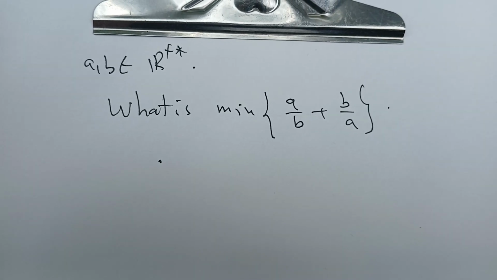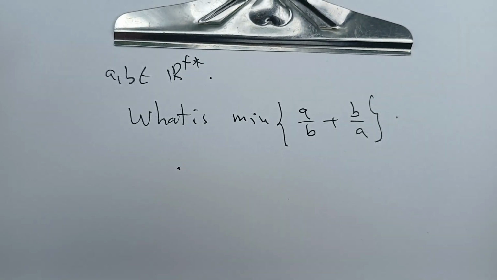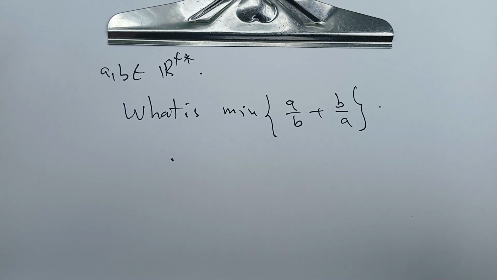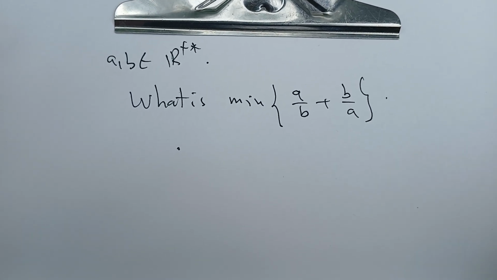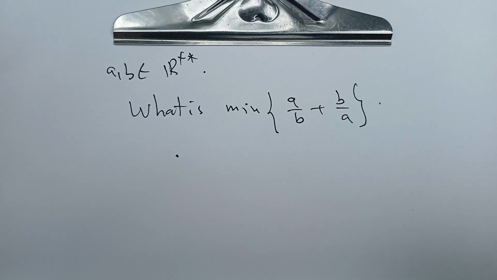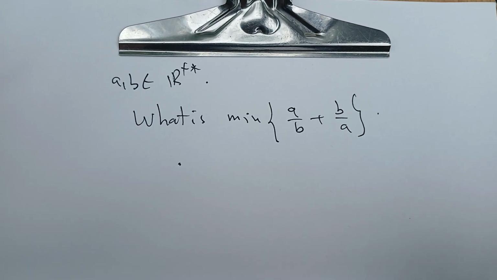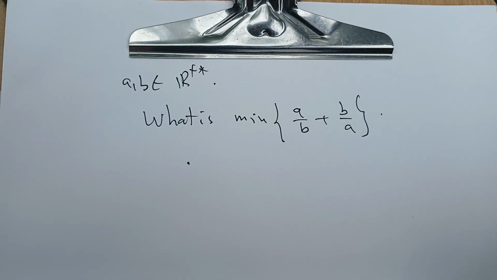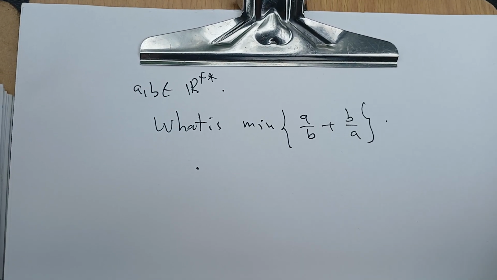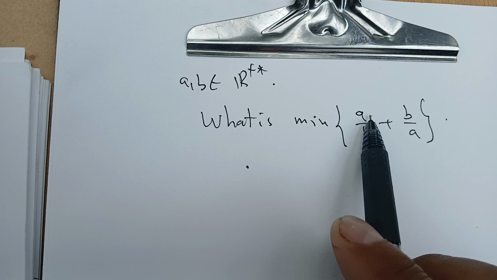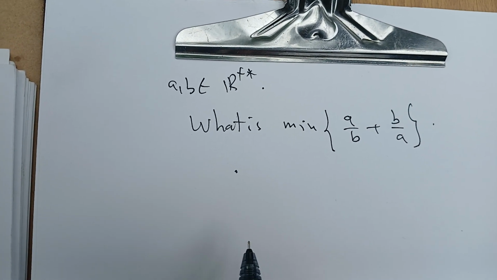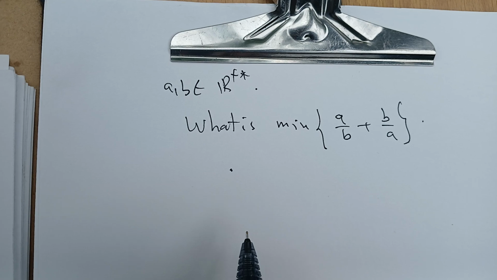In this problem, we're going to try to find the minimum value of a number and its inverse. So we assume that the number we are trying to find, the sum of its inverse with itself, is positive. In our case here, we are assuming that both a and b are strictly positive.